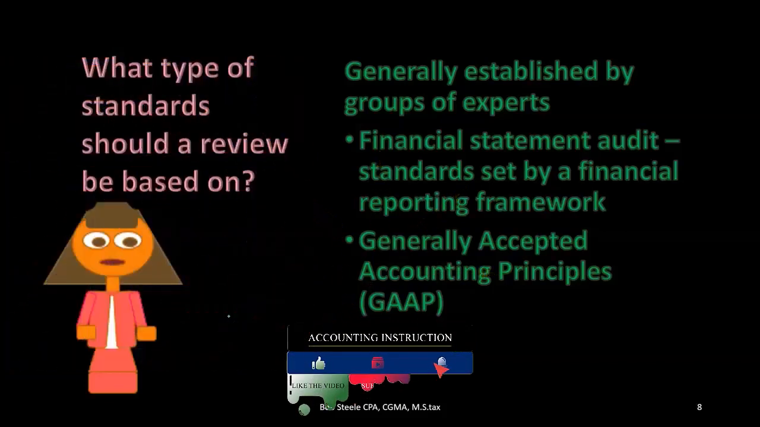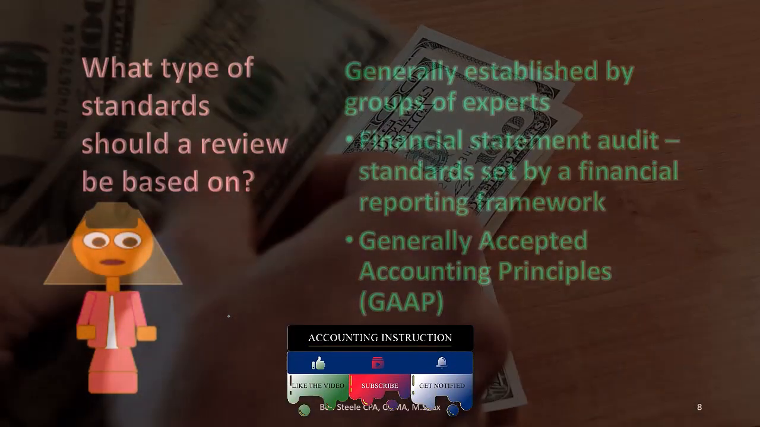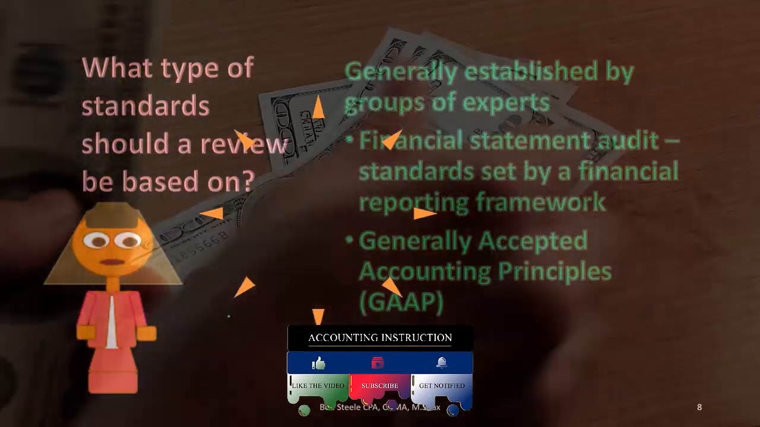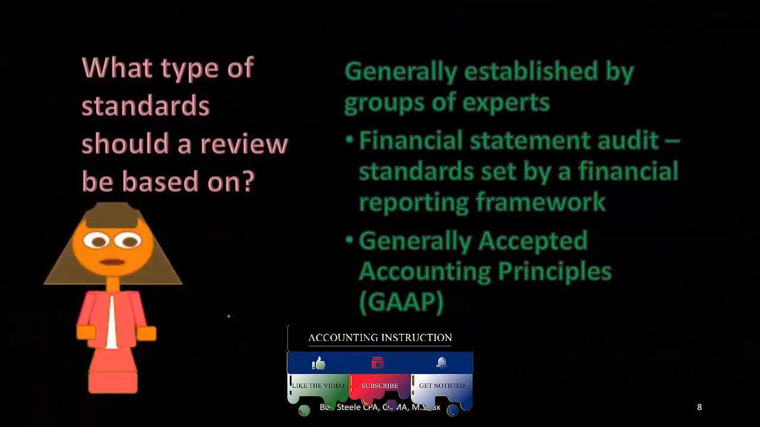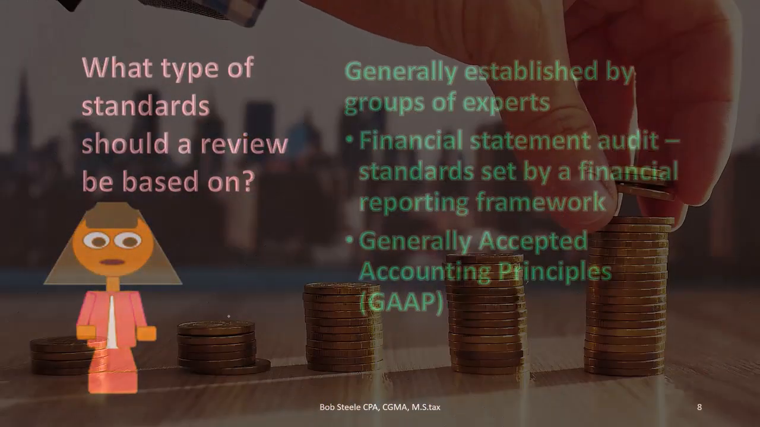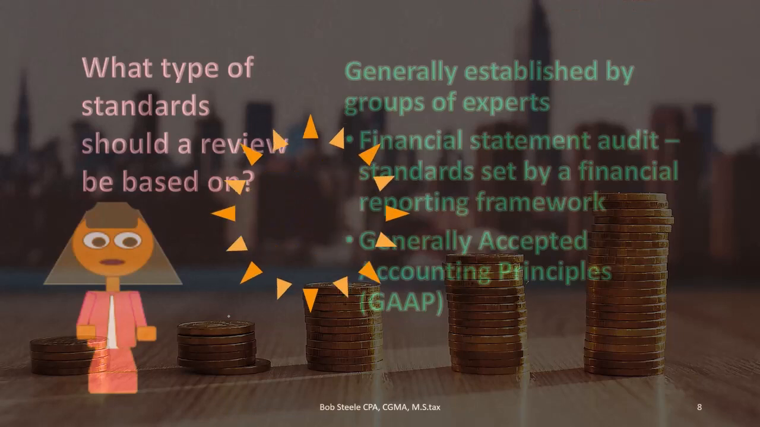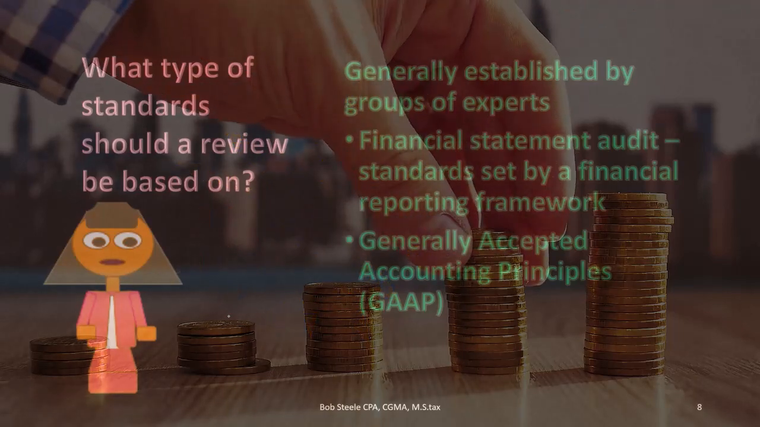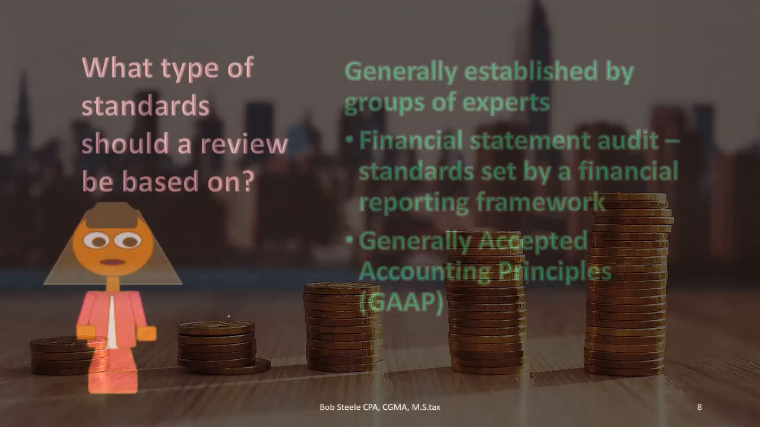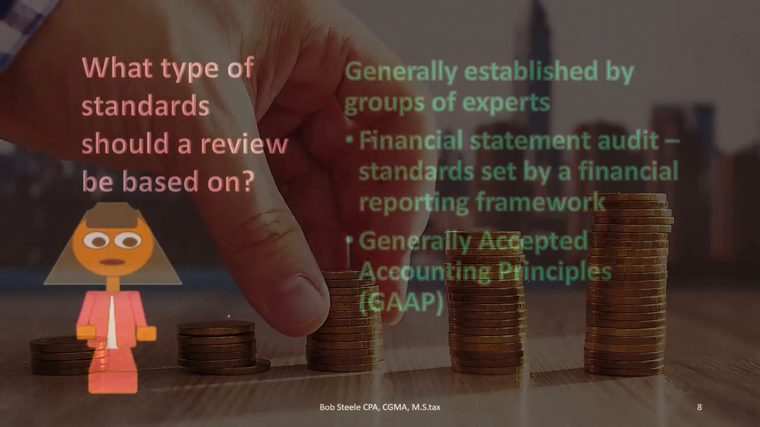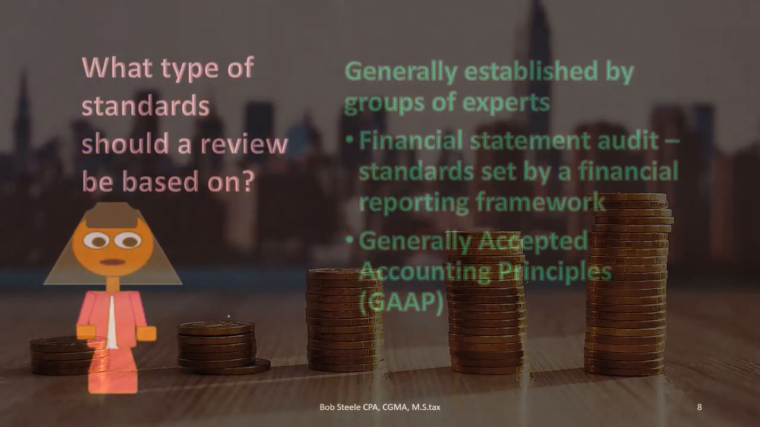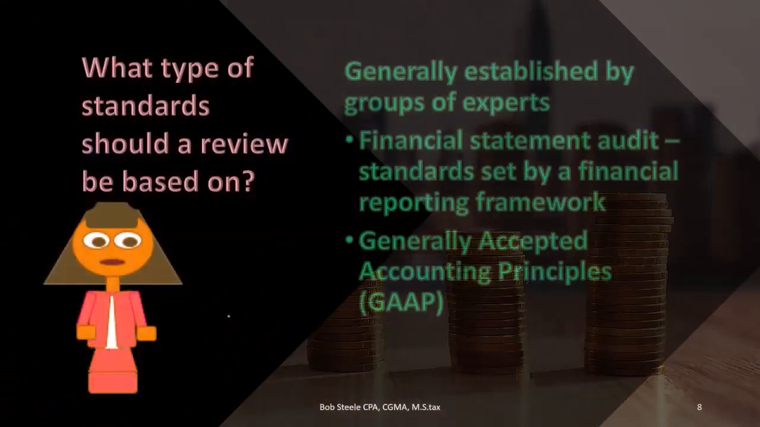Now, note, we could have other standards, other financial reporting frameworks that we're looking at. For example, if you're getting a loan from the bank and the bank is willing to accept a cash basis or willing to accept financial statements in accordance with the tax code, then that might be good enough. We might say, okay, now we're reviewing this in relation to the financial reporting framework of the IRS tax code or a cash basis.